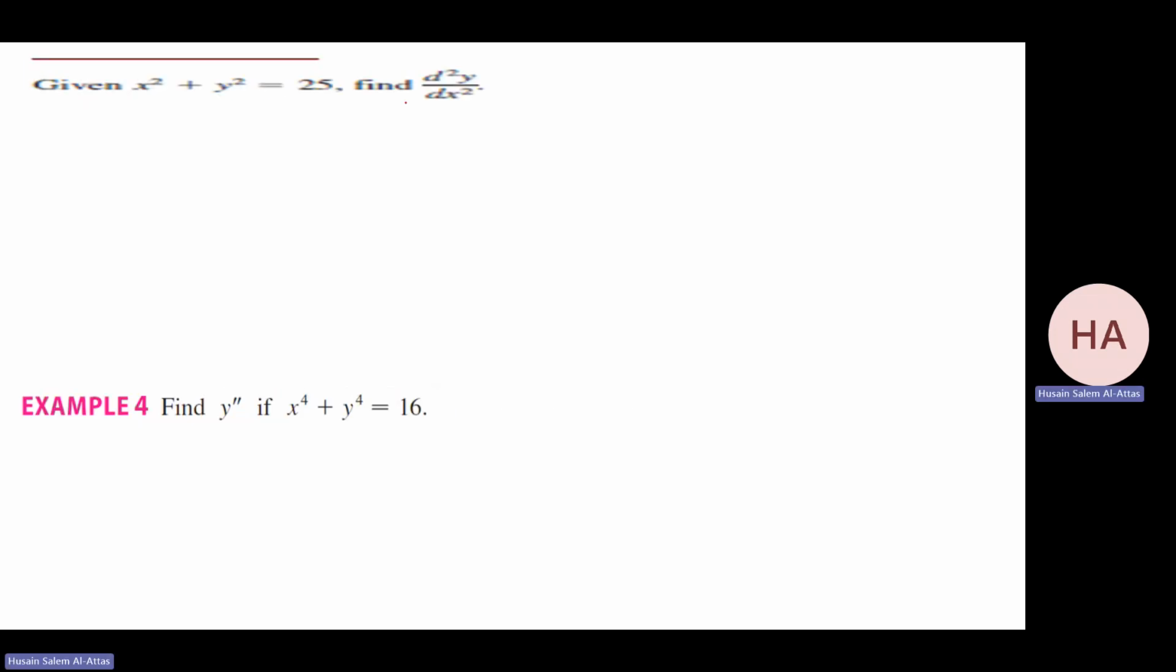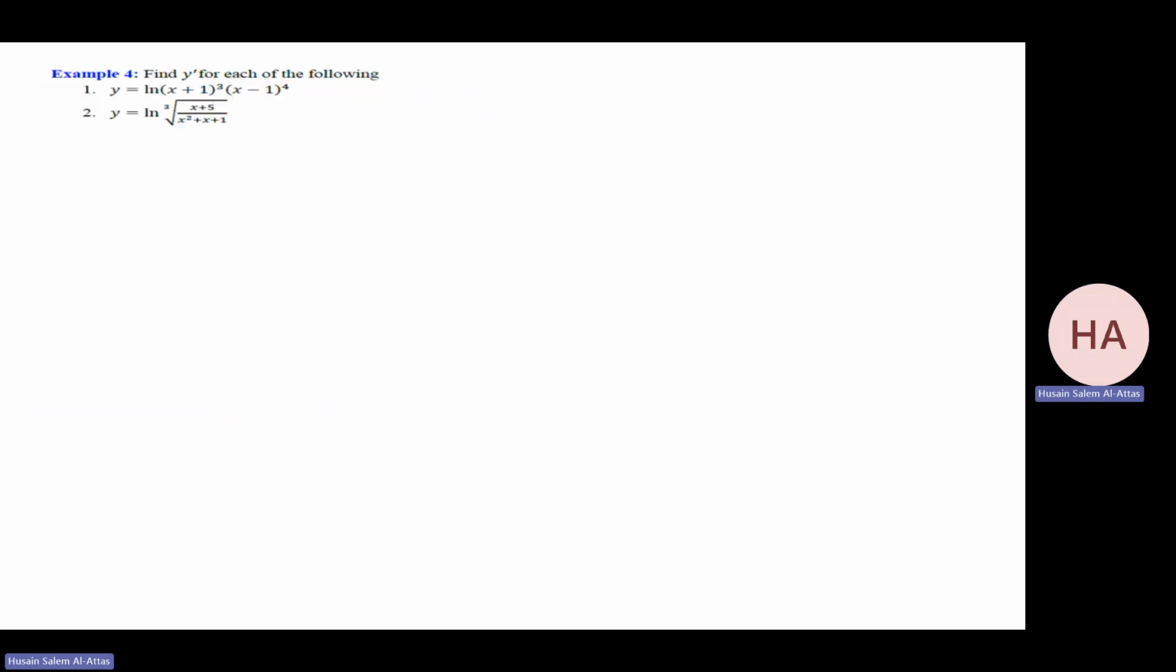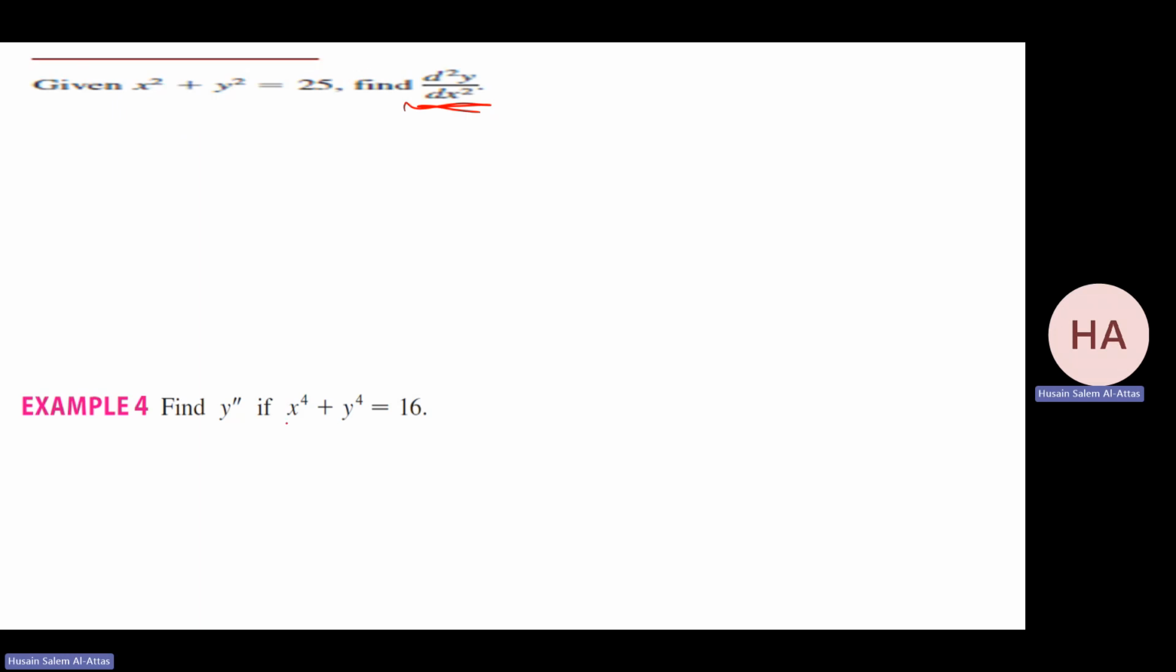And also we did some problems to find the second derivative. I need to do the first derivative, then do the second derivative, then substitute y prime, which I get from the first derivative, to make y double prime in terms of x and y. And sometimes I will use this information again.